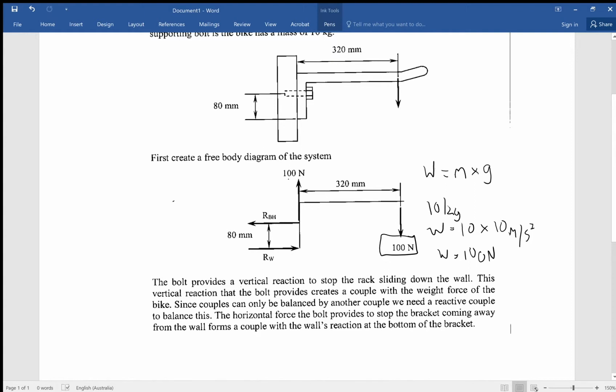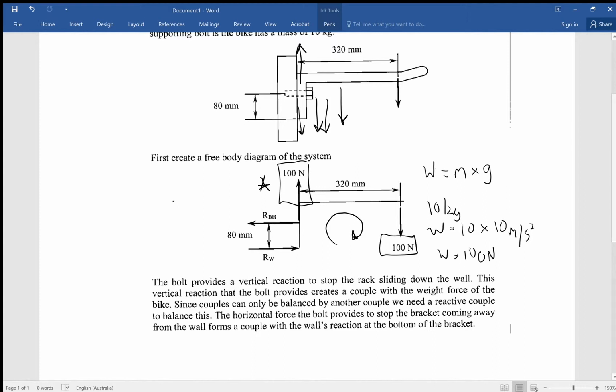Then you notice that in the free body diagram they've drawn 100 newtons going up. That is because if this is pulling down, the only thing that's going to stop this whole bracket from sliding down the wall is a reaction force going up. And that's why we have that 100 newtons here. So we've now got two forces that are equal, coplanar and parallel. Same direction, different sense. So that is a couple. And that couple is going to want to make this whole thing spin this way. But it's not spinning that way, obviously. So there must be another couple stopping it.